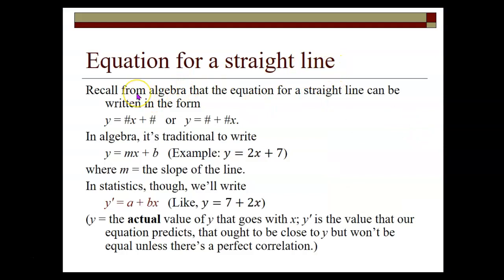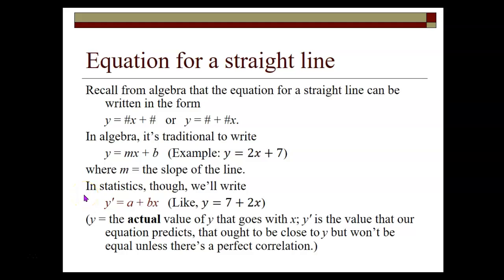Now remember, if you've studied straight lines and their equations in algebra, you know that the equation for a straight line can be written as y equals, and then on the other side of the equal sign you have an x term and a constant term, like maybe y equals 2x plus 7. In algebra class, you're used to writing y equals mx plus b, with m standing for the number in front of the x and b standing for the constant term. And in that case, m would be the slope of the line and b would be the y-intercept.